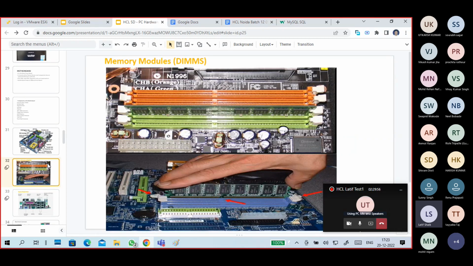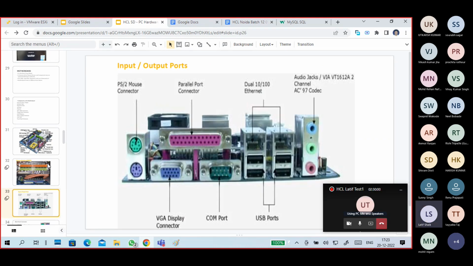These are the RAM slots. These are the back panel connections. Depending upon your motherboard, your back panel connections change. In general, there is a PS/2 connector, that is a mouse connector, and a parallel port. The big one is the parallel port. The three rows one is the VGA port, which is the display or monitor connector.